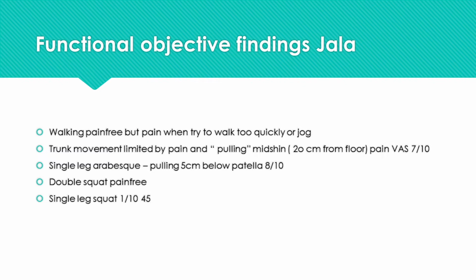She had 8 out of 10 with a single arabesque, and she had some pulling about 5% when she got about 5 centimetres below the patella. So I try and just measure all this stuff with my athletes wherever possible. And you can measure it in whatever way works best in your clinic, but you need to have those benchmarks for your athlete. She could double squat pain-free, and her single leg squat was only 1 out of 10 and 45 degrees. So that was a really good sign for me that we can get her straight into that rehab process.